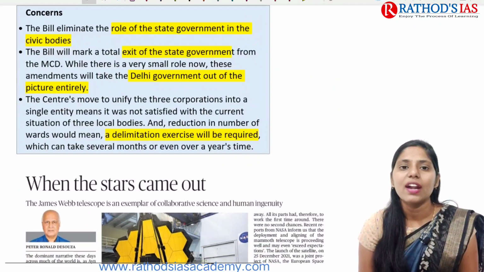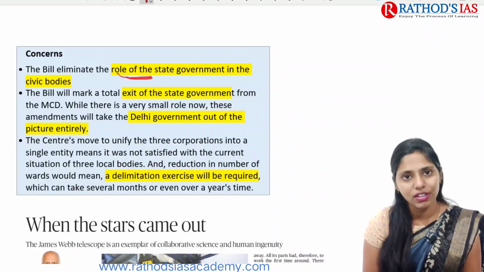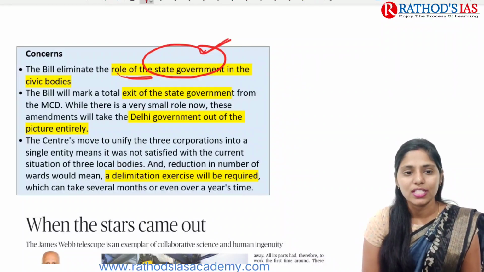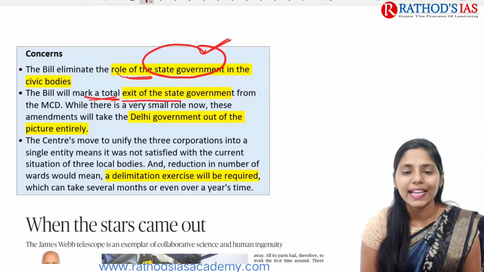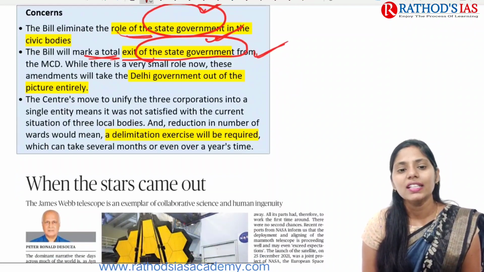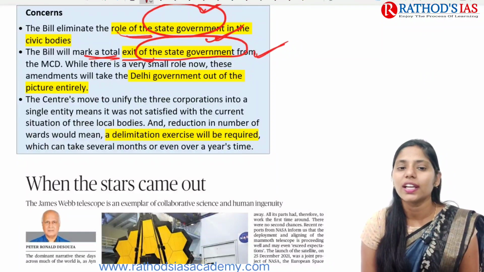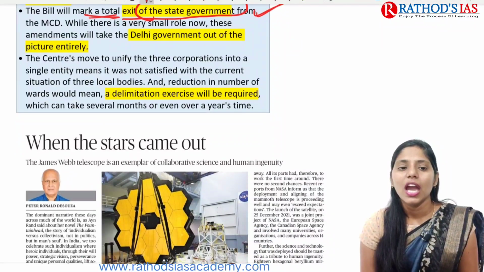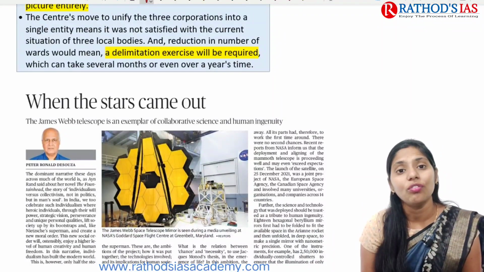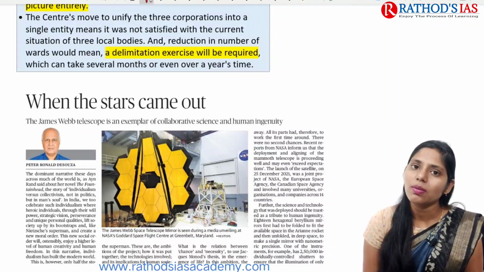And now let us try to understand what the concerns are. The concerns are that the bill will eliminate the role of the state government in these civic bodies. So there is a risk of eliminating the Delhi state government from these civic bodies. The next one is that this bill will also mark a total exit of the state government from the MCDs. Because of this, this is one cause of concern. The center's move to unify these three corporations into a single entity means it was not satisfied with the current situation of these local bodies. And whenever we reduce the number of seats, there will be a need for a delimitation exercise also. It will take several months to come up with delimitation. So these are some important concerns.